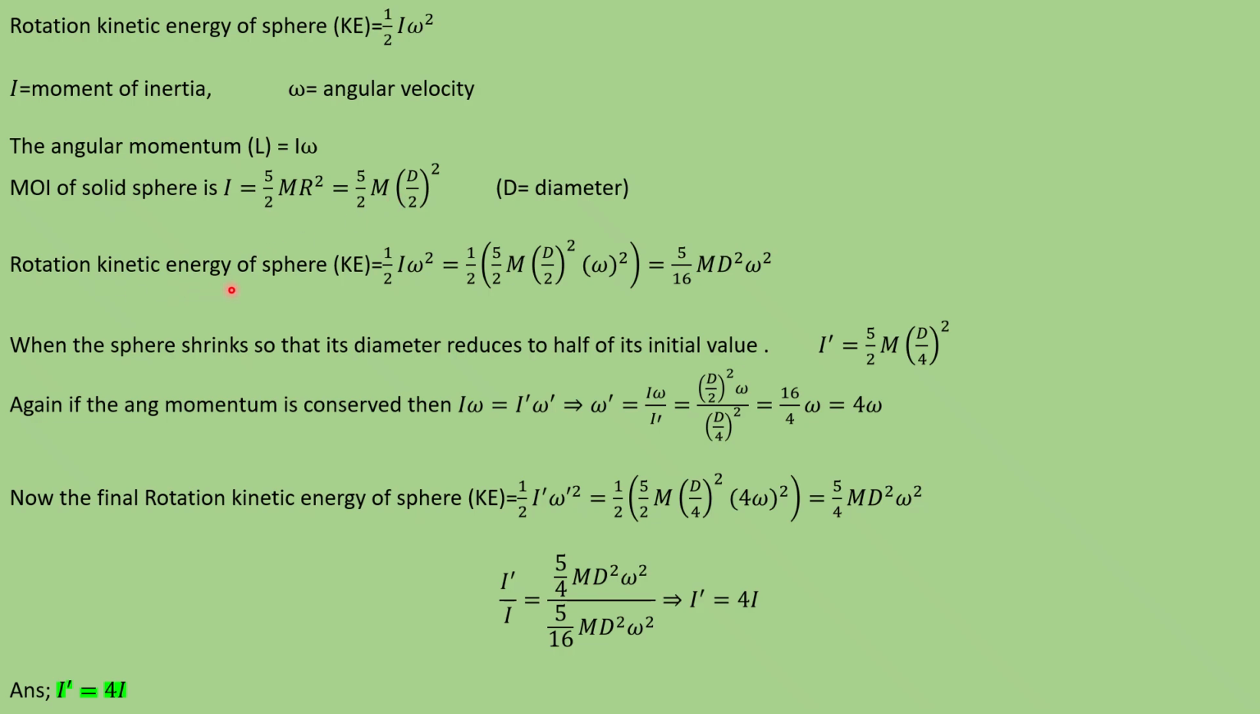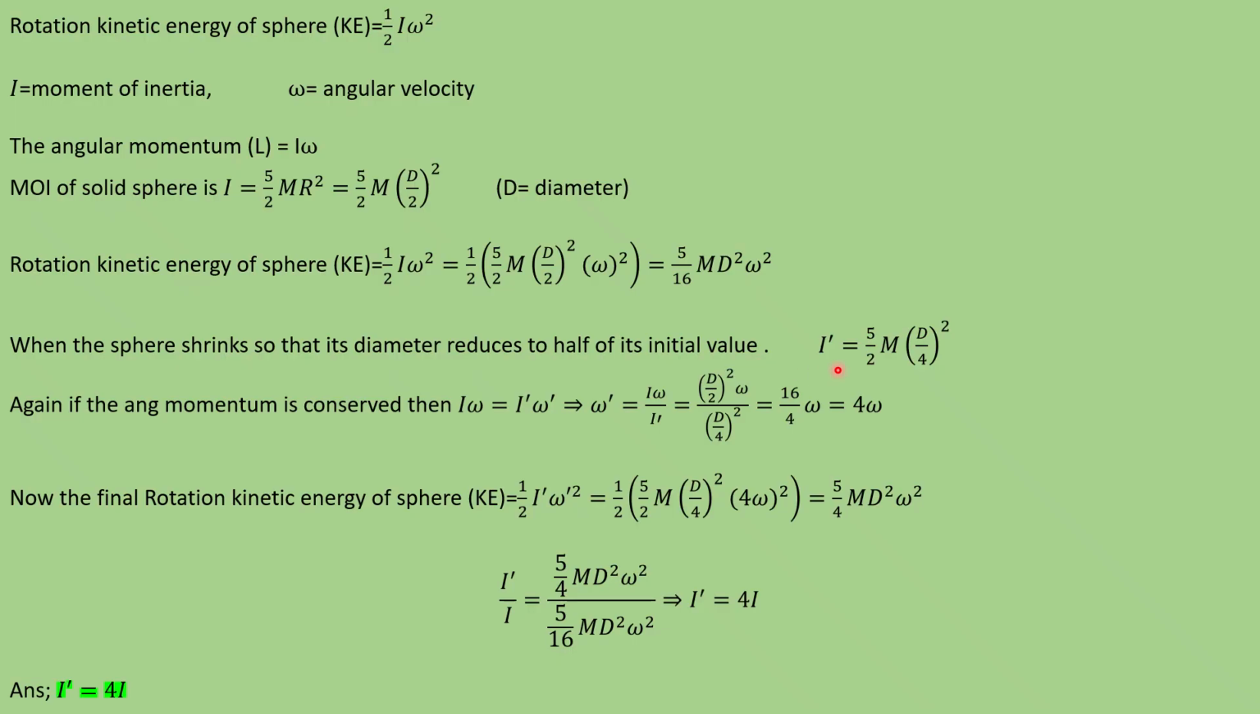So the rotational kinetic energy of the sphere is half I omega square. By putting all these values here, we can get it as 5 by 16 m d square omega square. But what happened when the sphere shrinks so that its diameter is reduced to half of its initial value? तो क्या हुआ? वो sphere ऐसे मतलब shrink कर रहा है जिससे कि उसका diameter जो है वो reduce कर रहा है half of its initial value.